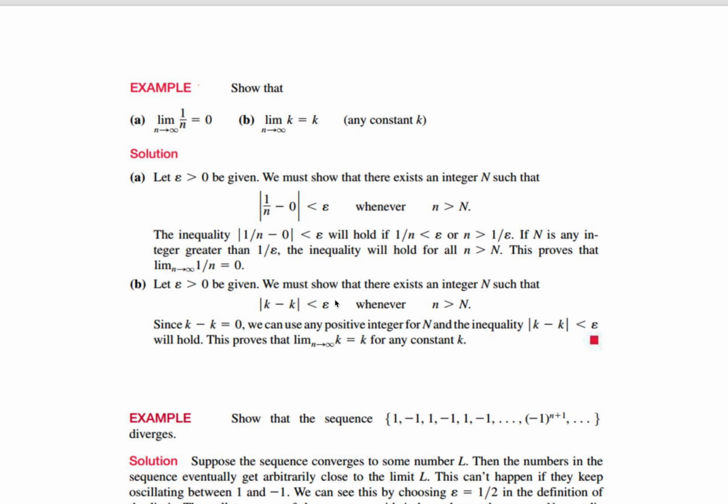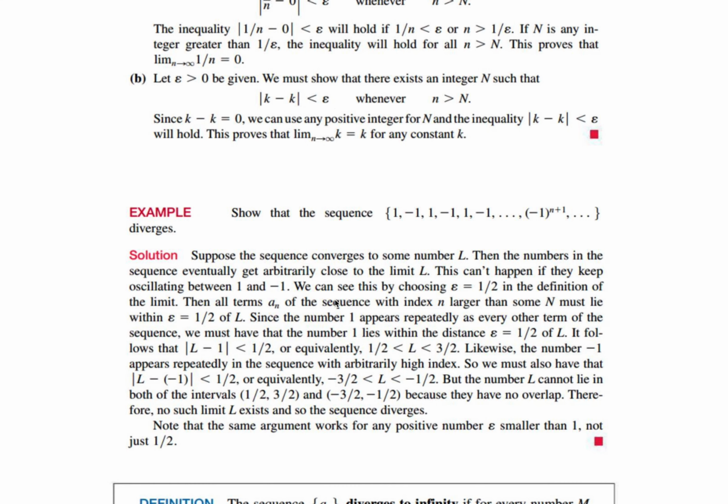On the next page, and I am not going to read through these, but it goes through how you can use that limit formula to show that the limit of 1 over n as n goes to infinity is 0, and we will make use of that later. And if your sequence is just a constant, k, the limit of that is going to be k, because the values are not changing.